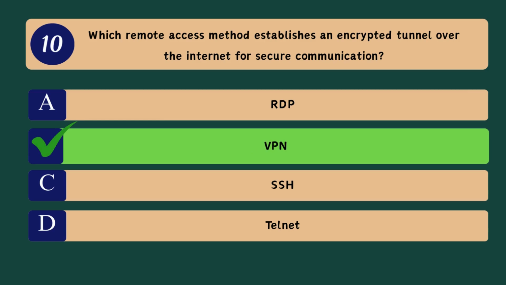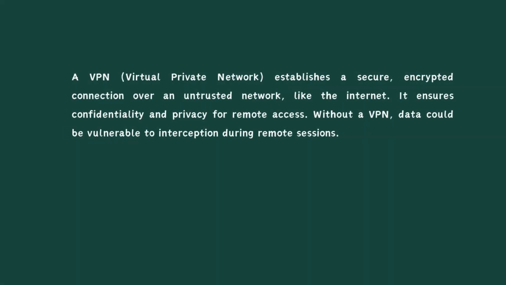Correct answer. B. VPN. A VPN, virtual private network, establishes a secure, encrypted connection over an untrusted network, like the Internet. It ensures confidentiality and privacy for remote access. Without a VPN, data could be vulnerable to interception during remote sessions.